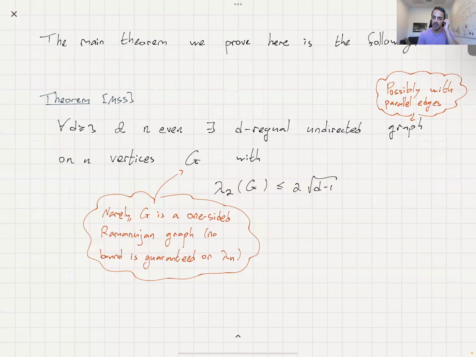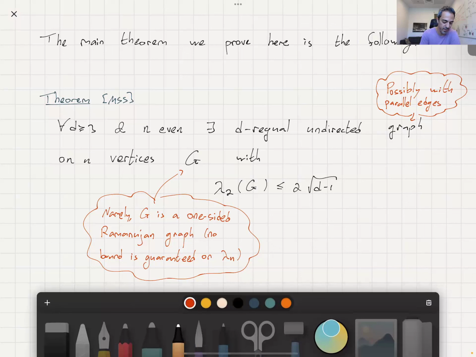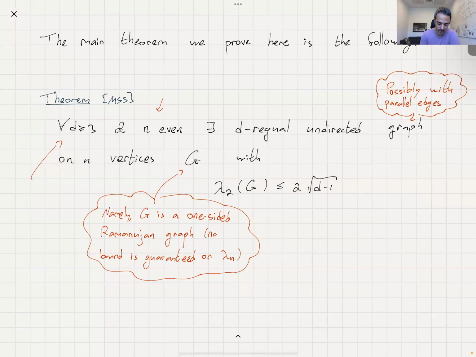The main theorem that we are going to prove is a theorem by MSS. And it says that for every degree, it also holds for 2, but it's not interesting. So for every degree larger or equal than 3, and every even n, there exists a d-regular undirected graph on n vertices. Now, this graph can potentially have parallel edges. Sometimes it's considered illegal, and sometimes it's a problem. But that's what it is.